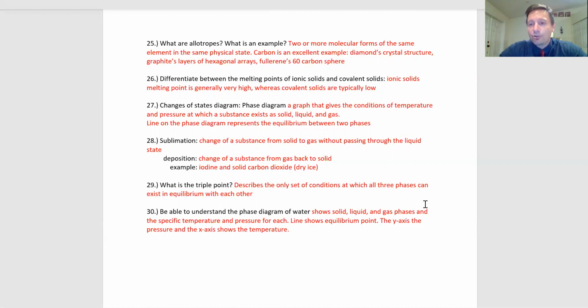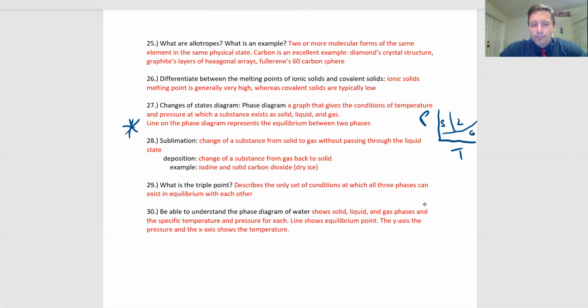Number 27, changes of state. That's a phase diagram. That was our last lesson that we had. A phase diagram is a graph that gives the condition of temperature and pressure at which a substance exists as solid, liquid, and gas. Lines on the phase diagram represent the equilibrium of 2 phases. So we talked about this. You have the Y and you have the X. Typically, this is your pressure, and here is your temperature in Celsius. You have a line coming up like this, and another line coming down typically like that. Here you have solid, liquid, and gas. The line on a phase diagram, huge importance, represents equilibrium between those 2 phases.